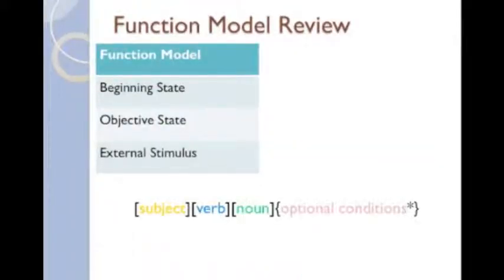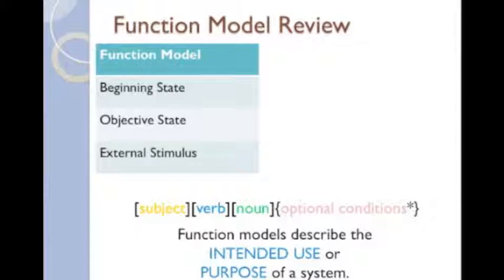SBF models are organized by functions which are described by subject, verb, object phrases. Function models describe the intended use or purpose of a system. They do this by providing a detailed description of a system prior to the function executing, and then describing the conditions after the function has carried out its intended use.